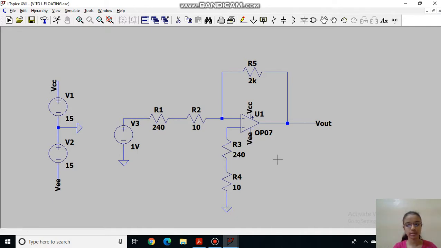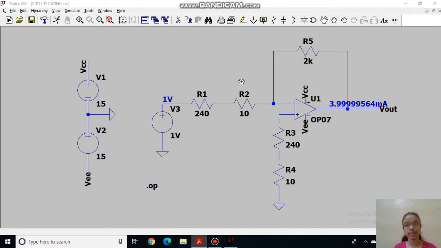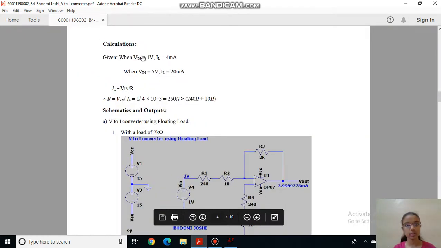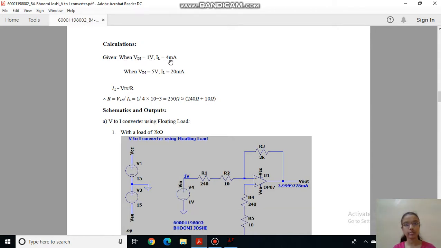So now let us simulate and press OK. Here as you can see I am getting my load current as 3.999 milliampere, which is approximately 4 milliampere. So now let us go back into my document. Here these are calculations. I have applied 1 volt and I am getting my output as 4 milliampere. This calculation I have done to find my resistor value, which we have used, 250 ohms.